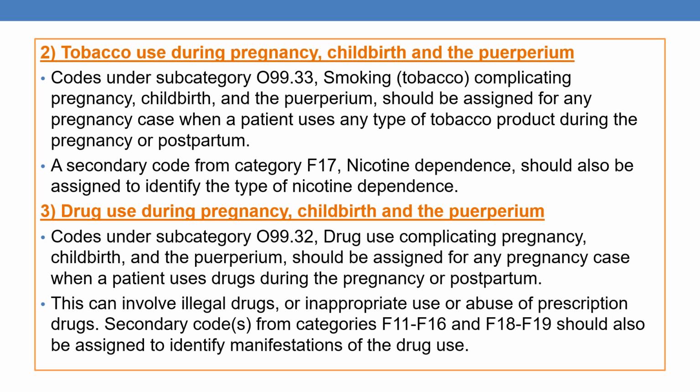So whether it is alcohol, tobacco or drug use, minimum of 2 codes are required. In fact, minimum of 3 codes are required in all the cases. One code to indicate the use of either alcohol, tobacco or drug. Second code to indicate the dependence, whether it is alcohol, tobacco or drug. And finally, weeks of gestation. So minimum of 3 codes are required whenever we are coding any pregnancy case that is complicated by drug use, tobacco use or alcohol use.